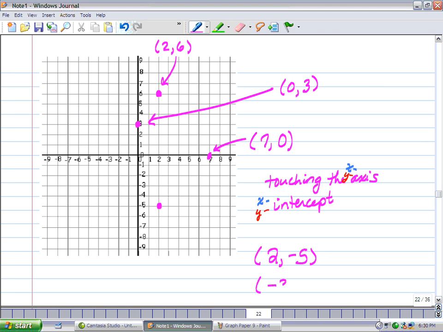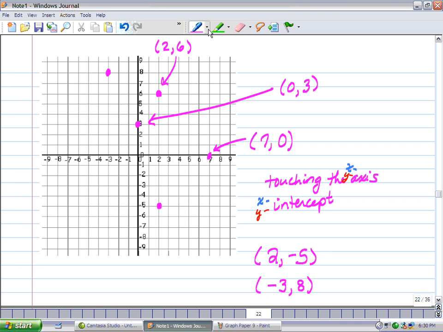What if I wanted to do the point negative 3, 8? Okay, first I have to find negative 3 on the x-axis, and then I'm going to move up or down until I'm across from the 8. So that's going to be right here.